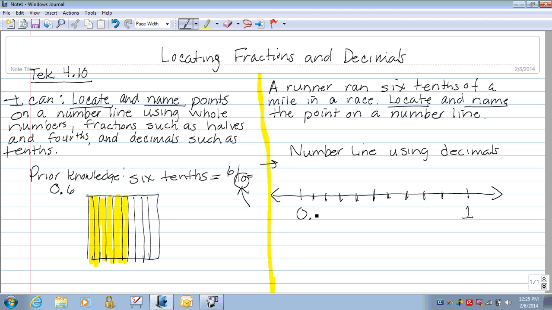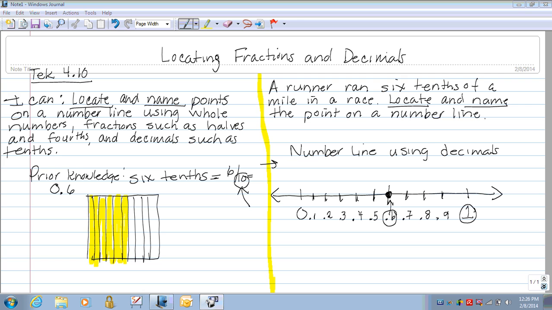Here would be 1/10, 2/10, 3/10, 4/10, 5/10, 6/10, 7/10, 8/10, 9/10, and 10/10 would be the same as 1 whole. If I locate 6/10 on this number line, I would find my 6/10, and it would be placed right here. And that is an example of how you would locate a decimal on the number line and name the point. That is 6/10. Push pause.